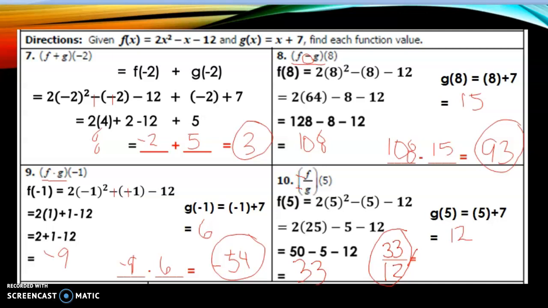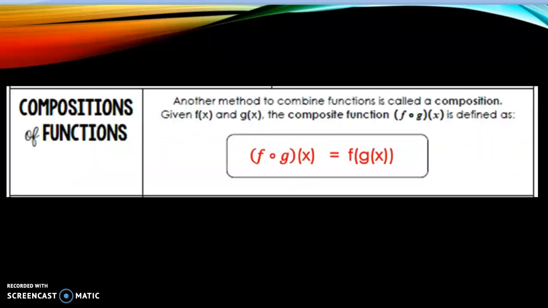Okay, here we go. Part 2, the composition of functions. Another method for combining functions is called composition. So it's when you're given f and g, two different functions. The composition says that f, and this little circle means of, f of g of x. So when you see this little o, think of. This also means that f has g of x plugged in.